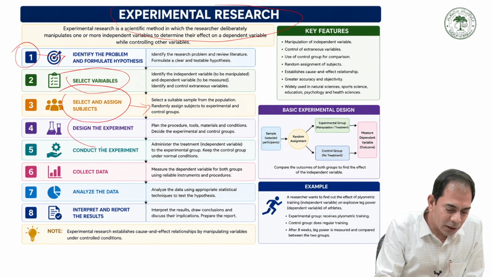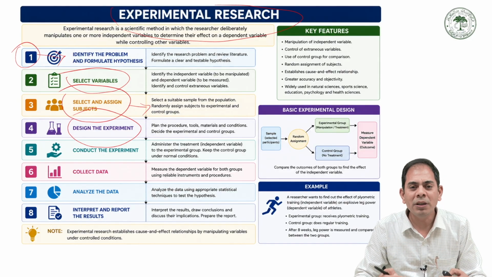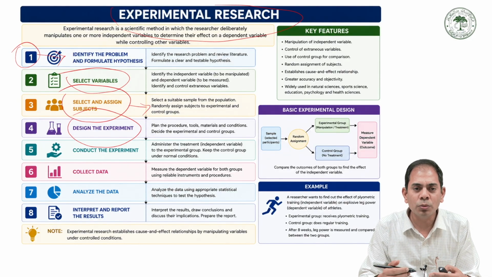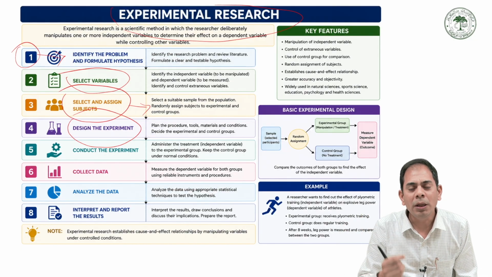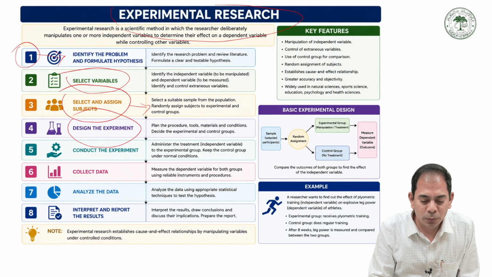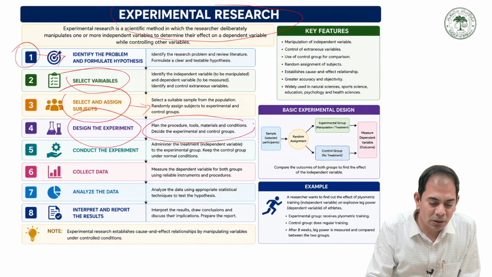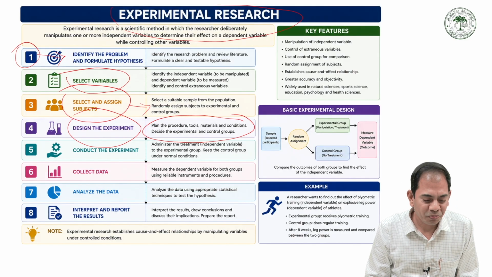Next is to design the experiment. Which type of experiment will the researcher implement, to find out how changes in the independent variable affect the dependent variable? So plan the procedure, tools, materials and conditions, and decide the experimental and control groups. This is a very important section in experimental research.